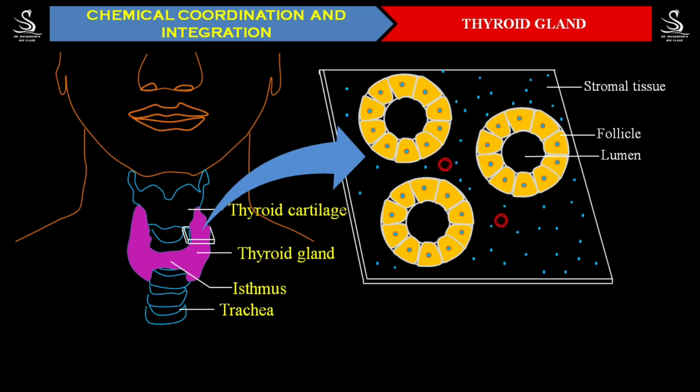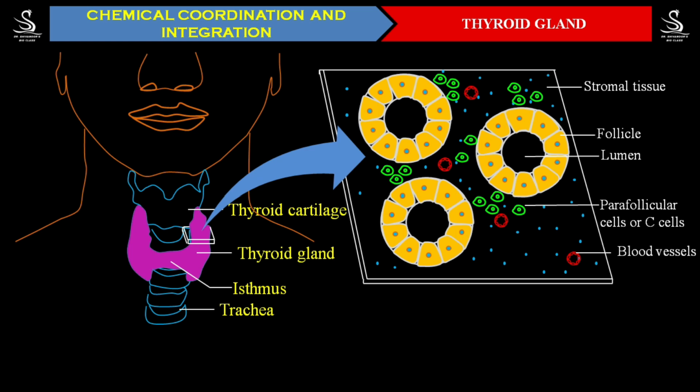In the stromal tissue, we'll find blood vessels, lymph nodes, and other connective fibers, as well as one more important type of cell. Those cells are called parafollicular cells or C cells. These are also the cells which help in the secretion of one more hormone by the thyroid gland.